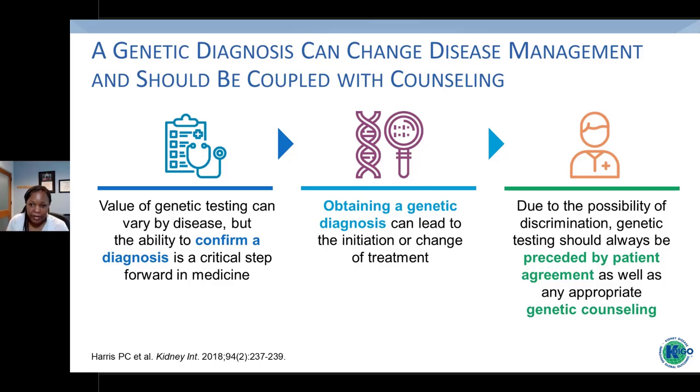step forward in medicine. So as the field of genetic testing has grown, it has become important to report results using developed criteria to not overinterpret the available data and to provide the clearest diagnosis possible. Obtaining a genetic diagnosis can lead to the initiation of or change of treatment, as we've already mentioned. Because a genetic diagnosis may lead to unintended consequences like discrimination, genetic testing should in all instances be preceded by patient agreement, so informed consent is very important, as well as any appropriate genetic counseling.